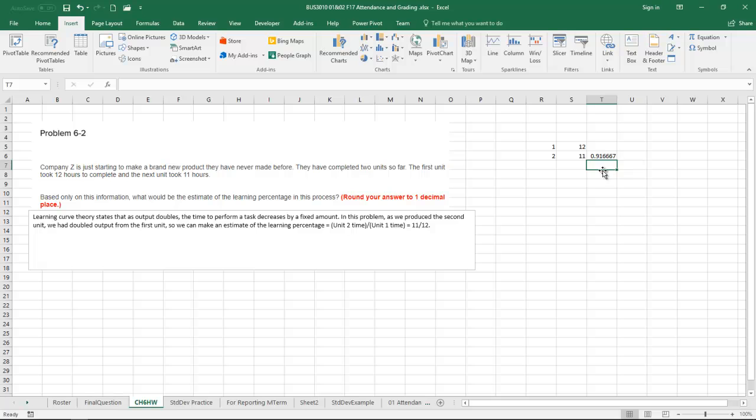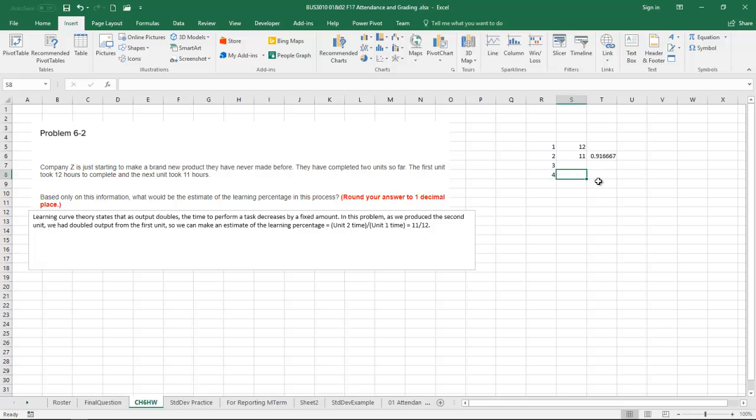Okay, and our answer should be 91.7% if we round. Okay, so that's 91.7. And then what we would do is we'd end up making our third at some time, and we build our fourth. So what you could look at here is we should experience a 91.7% learning curve from 2 to 4.